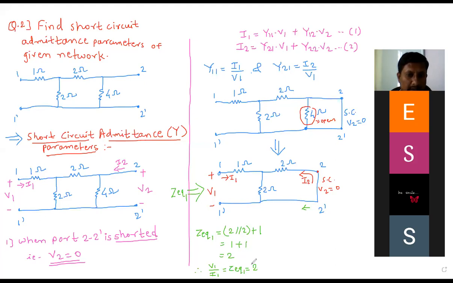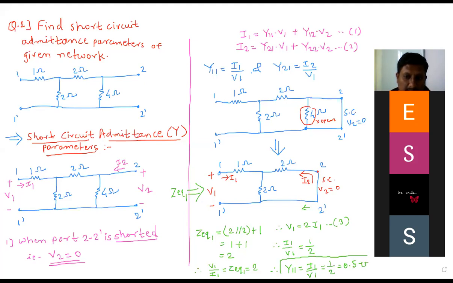Right? So V1 upon I1 is equal to 2. So V1 is equal to 2 into I1. This equation number is 3. Now we need the relation of V1 and I1. Both V1 and I1 are present in this equation. So we want I1 upon V1. I1 keep as it is, V1 you can take in the denominator. This 2 goes to the left hand side, becomes 1 by 2. So I1 upon V1 becomes 1 upon 2. What is I1 upon V1? That is nothing but Y11. So Y11 is equal to I1 upon V1 is equal to 1 upon 2 or 0.5 mho.